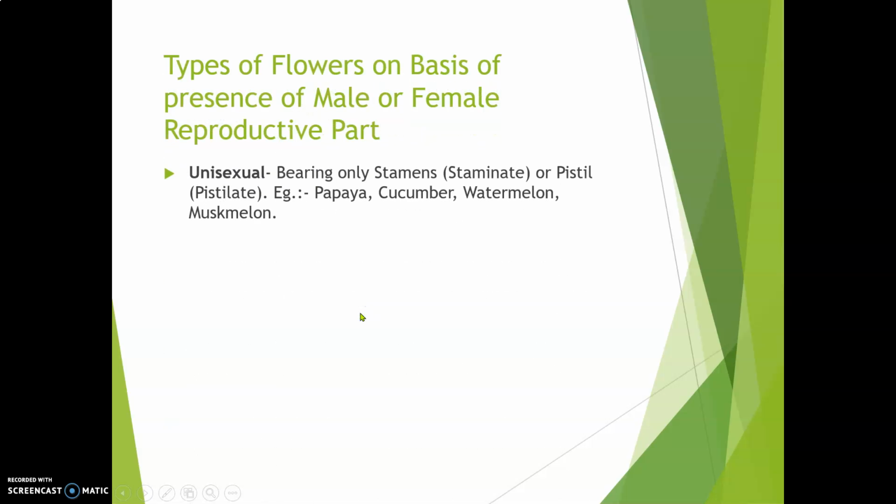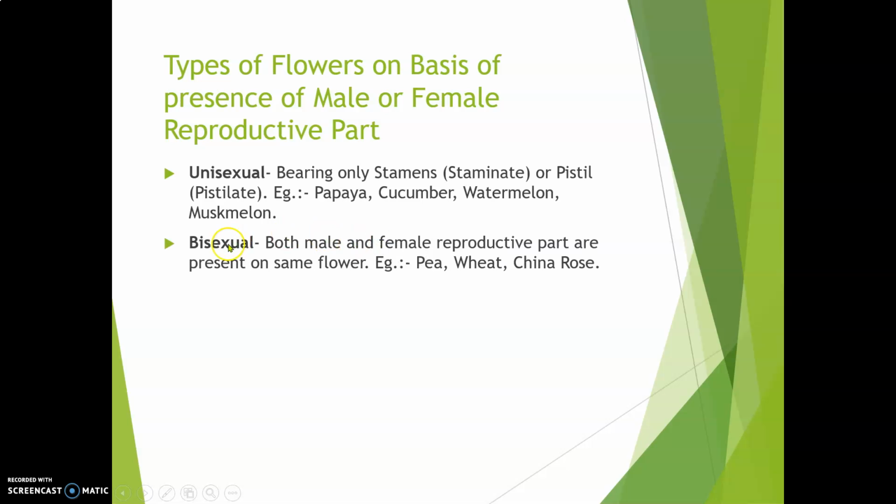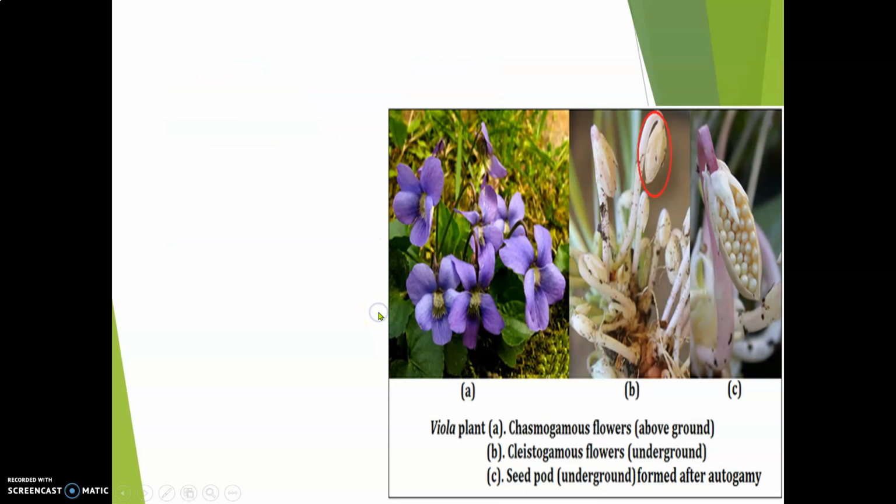Now, there are two types of flowers on the basis of presence of male and female reproductive parts. The first ones are called unisexual. If the flower bears only stamens, they are called staminate, or if they bear only pistil, they are called pistillate. Examples are papaya, cucumber, watermelon, and muskmelon. Another type of flowers are bisexual, which bear both male and female reproductive parts on the same flower. Examples are pea, wheat, and China rose.